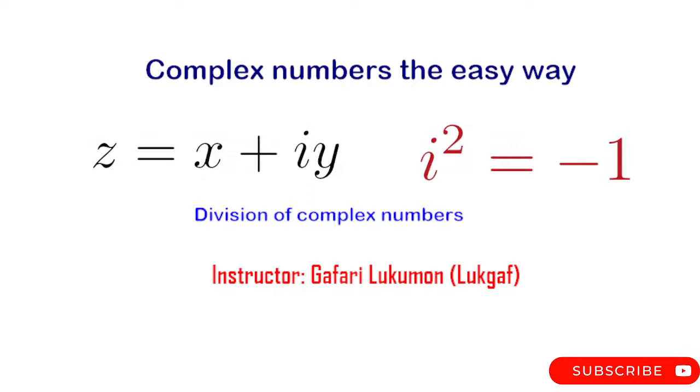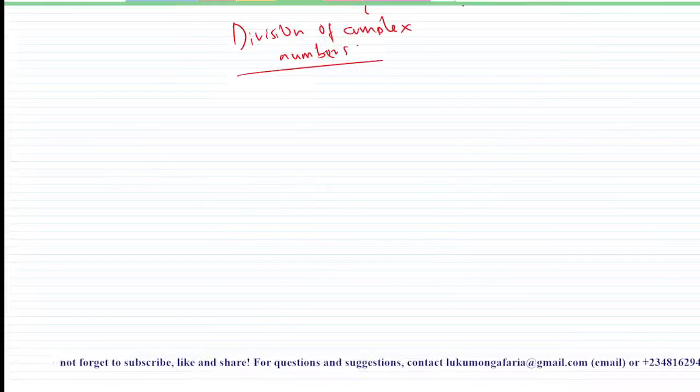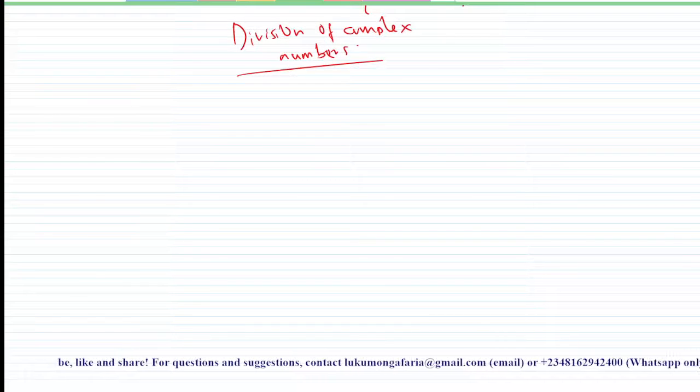Welcome back. In this video, I'm going to explain how you can divide complex numbers. In the previous video, I explained how you can add, subtract, and multiply complex numbers. Then I stated that when you are adding two complex numbers together, the sum is a complex number. Likewise, when you are subtracting or multiplying two complex numbers.